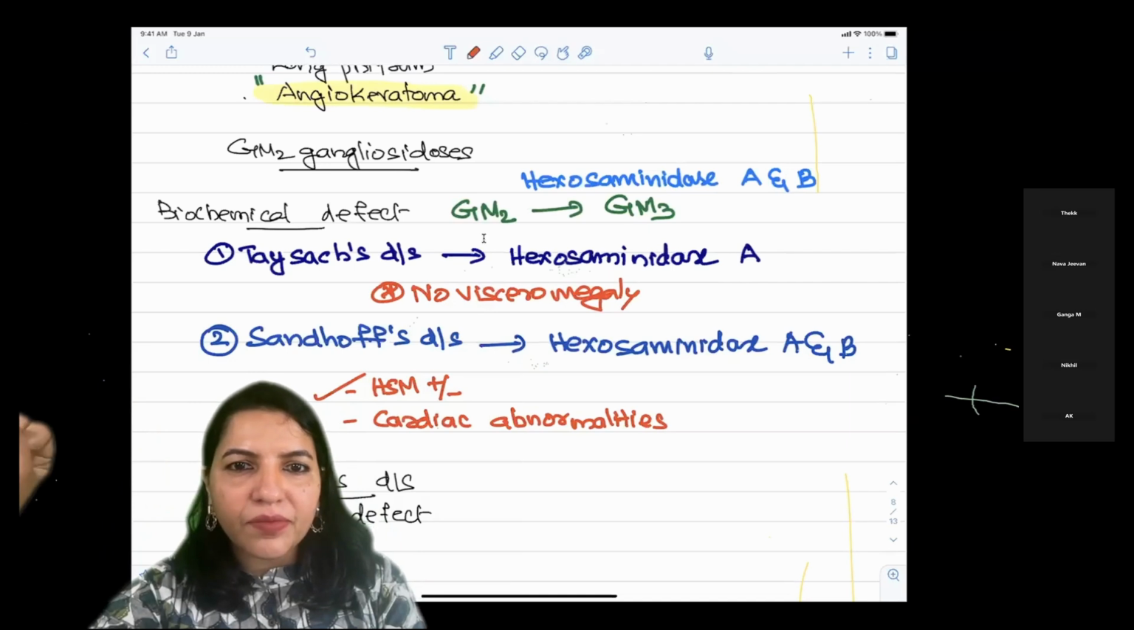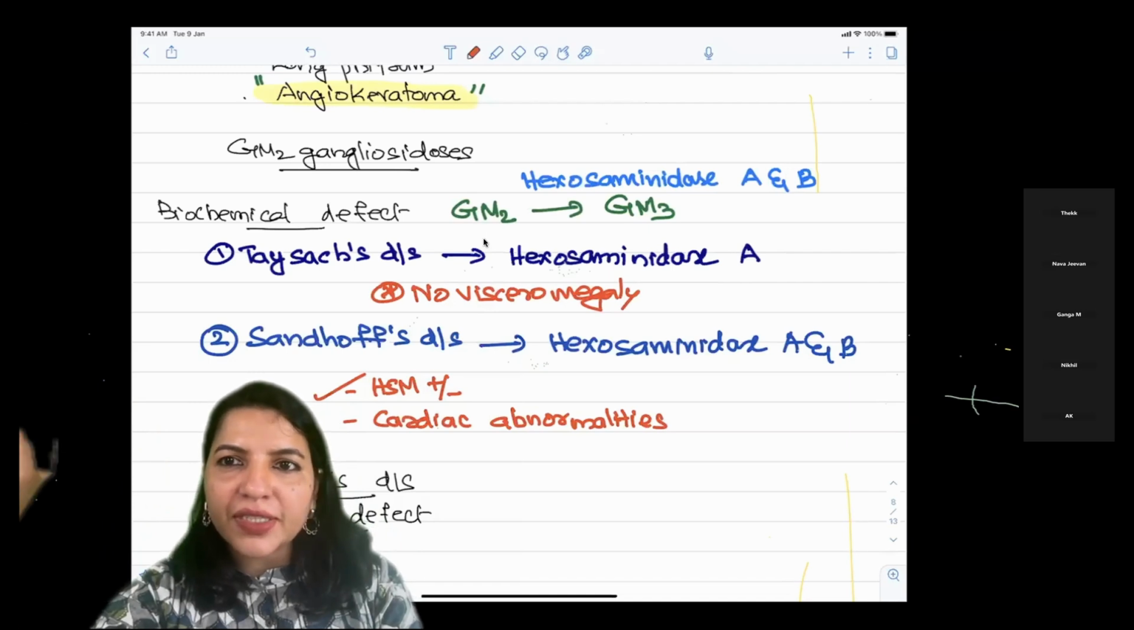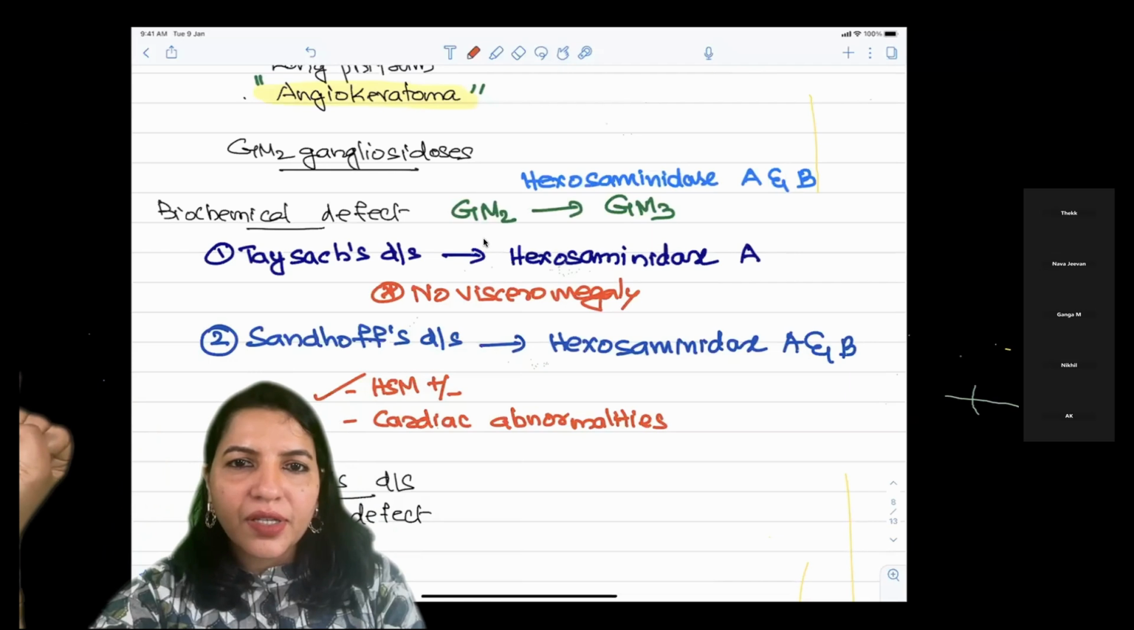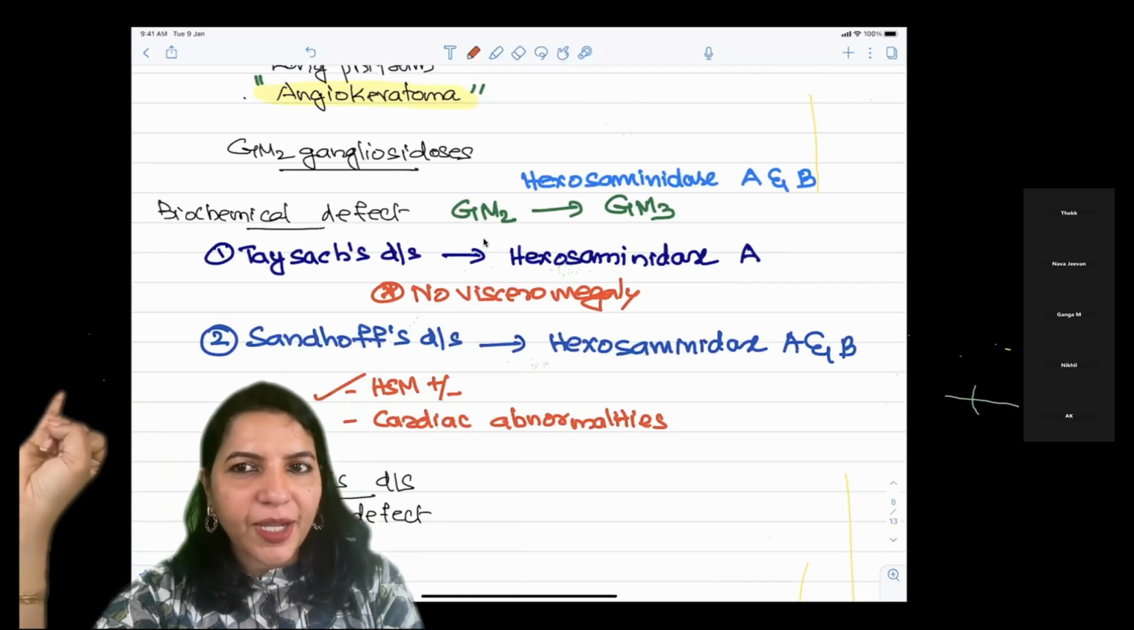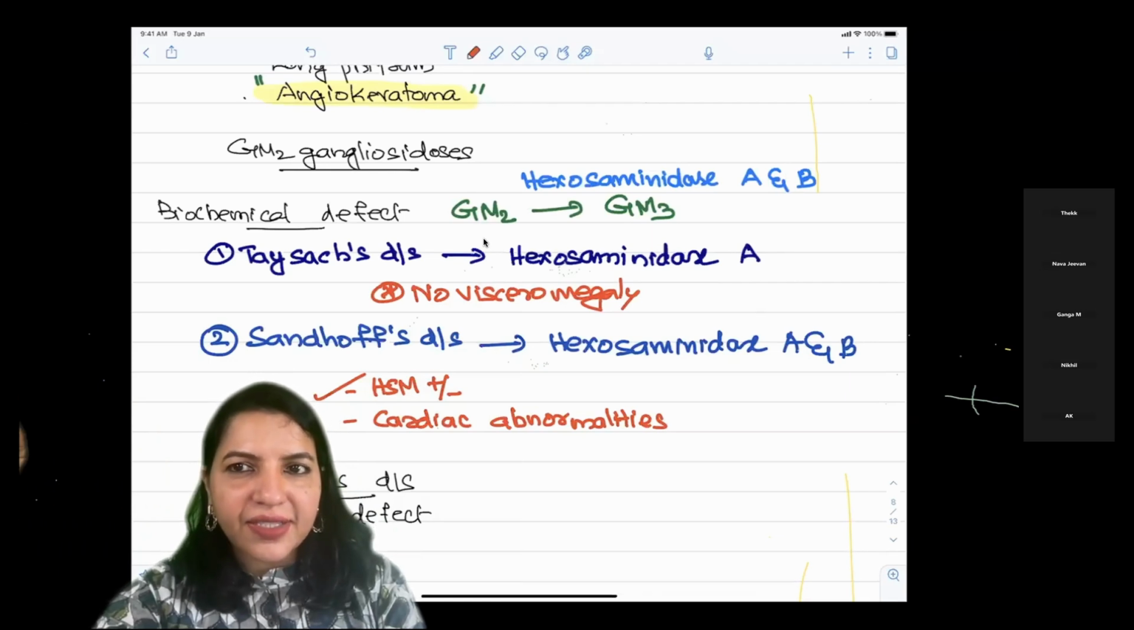First, the name. Write the name. Yes, hexosaminidase A and B. Tay-Sachs, Sandhoff, the name. I said all the names together as the second point. Tay-Sachs, Sandhoff: hexosaminidase A in Tay-Sachs, but in Sandhoff it is A and B.